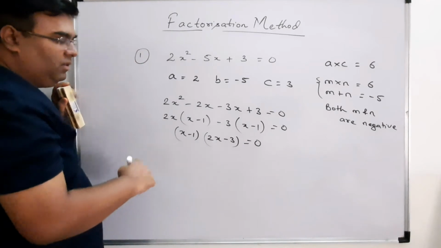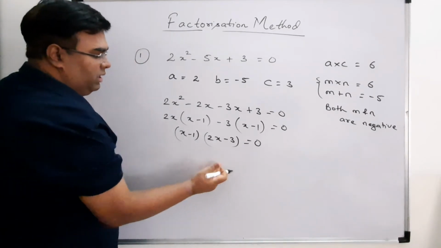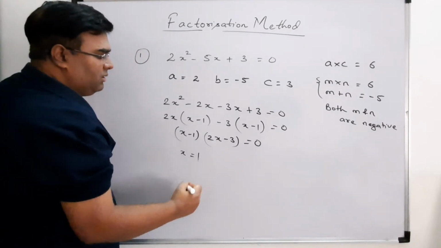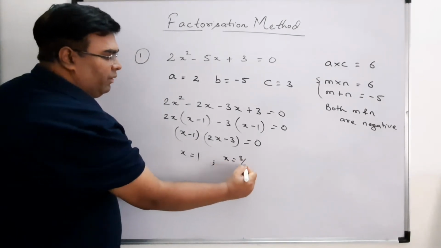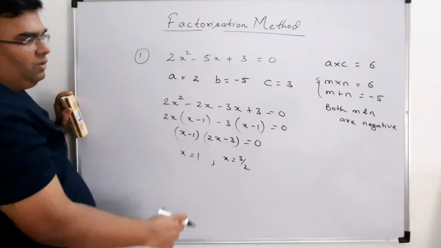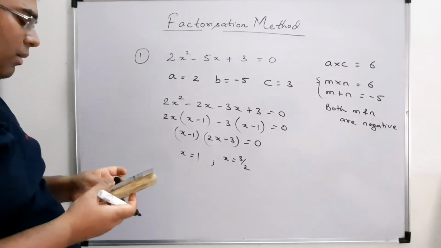So this is my factor form, and if you just equate it to 0, you will get x = 1 from this equation and x = 3/2 from this equation. So we have got two numbers.